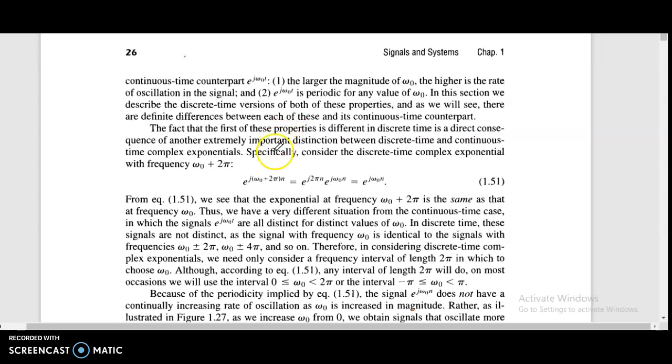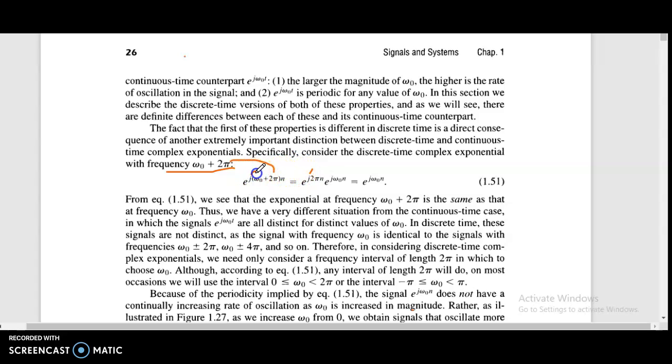The properties are different between discrete time and continuous time complex exponentials. Consider a discrete time complex exponential with the frequency omega naught plus 2 pi. That is, e power j of omega naught plus 2 pi of n equals e power j 2 pi n times e power j omega naught n.